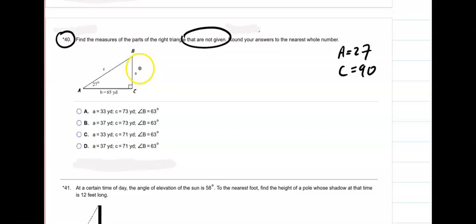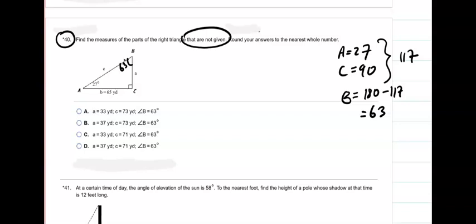How do you find B? Remember that the sum of the angles of a triangle is 180. So you add 27 plus 90, which gives you 117. So B, which is not given, must be 180 minus 117. If you subtract 180 minus 117, that's going to be 63. So we found that B is 63, which was not given.